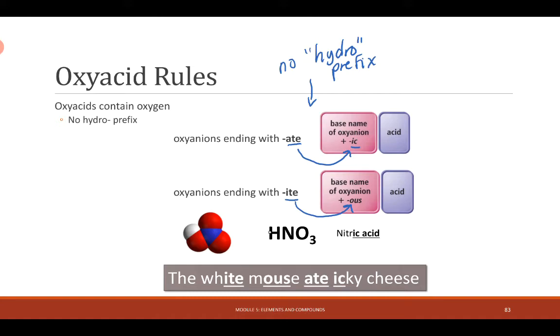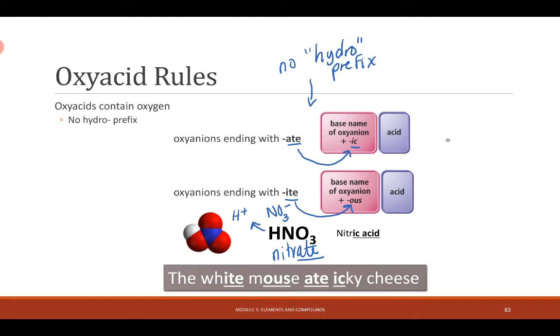And so HNO3 is made out of my H+ ion and my NO3- ion, which is nitrate. ATE is ATE, so it's going to get updated to "ic". So that becomes nitric acid.